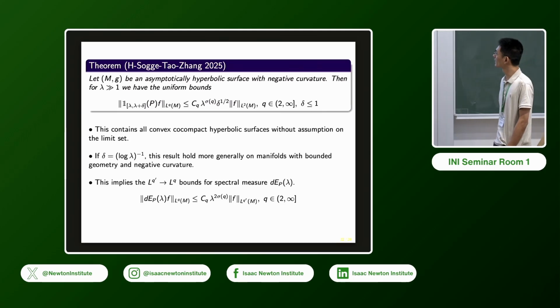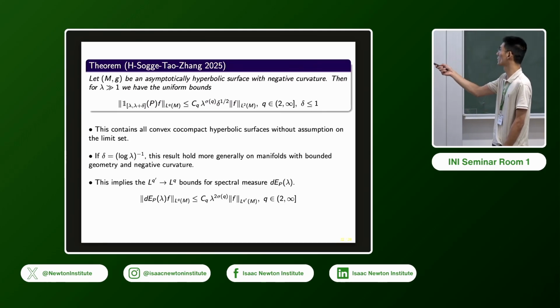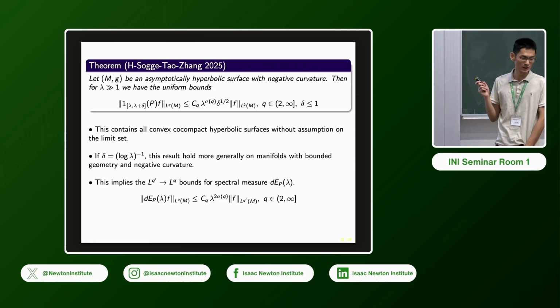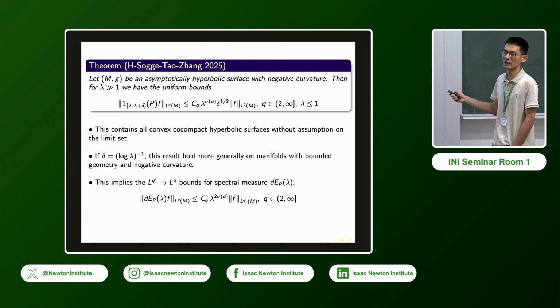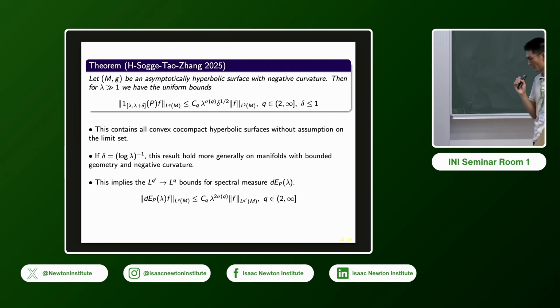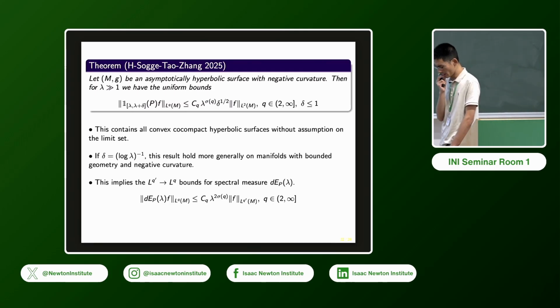And so this, in a different language, is equivalent to the L^q' to L^q estimates for the spectral measure for the square root of the negative Laplacian, saying that the spectral measure is L^q' to L^q bounded with lambda to the twice of the power. And so this also holds for q bigger than 2 and less than infinity.